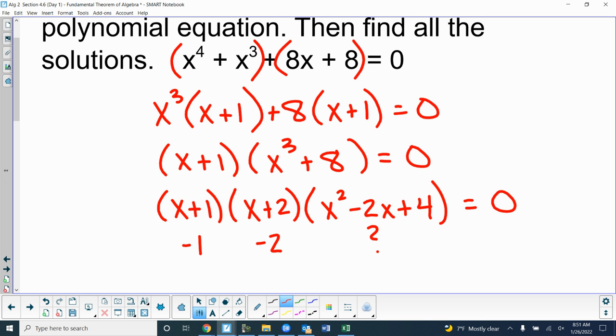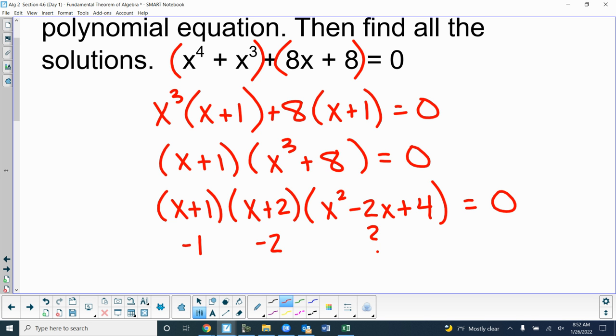By now you should have seen that it crosses at -1 and -2. You guys all saw that in your calculator? Any questions? What are the other two? The other two you can't see, so they're going to be imaginary.